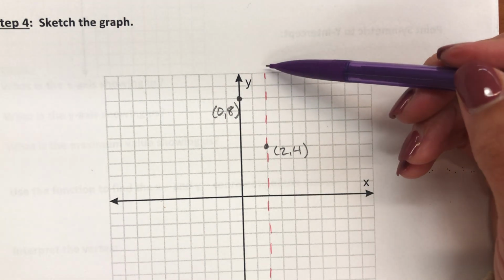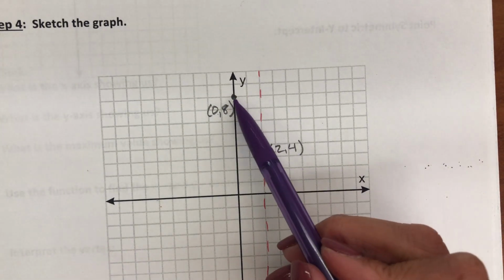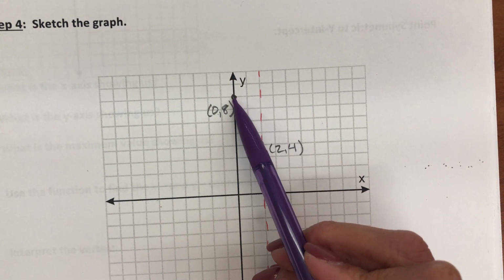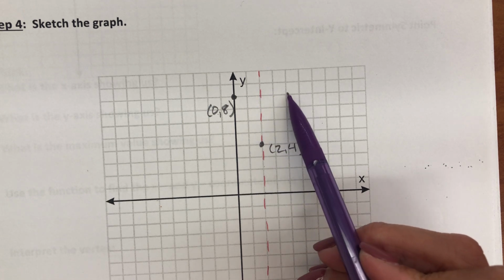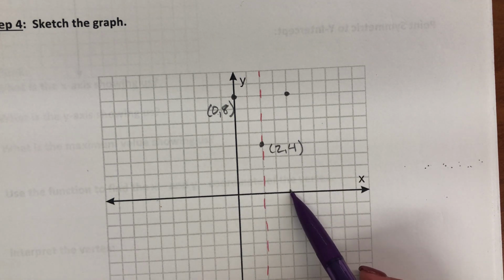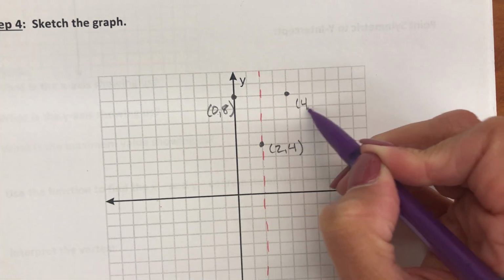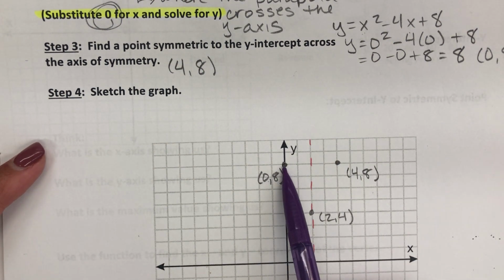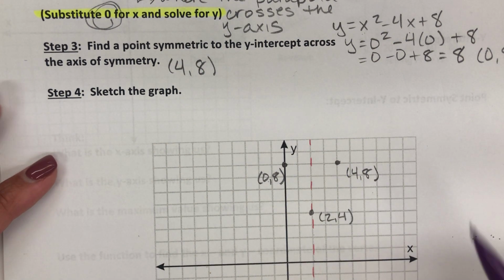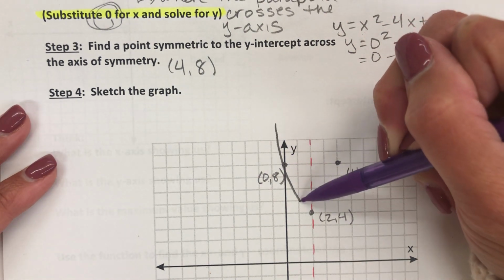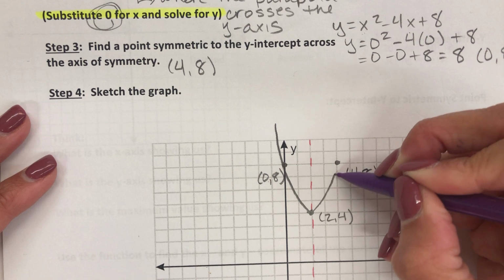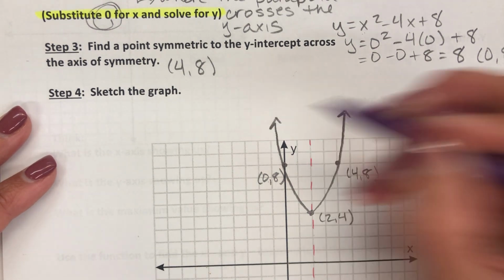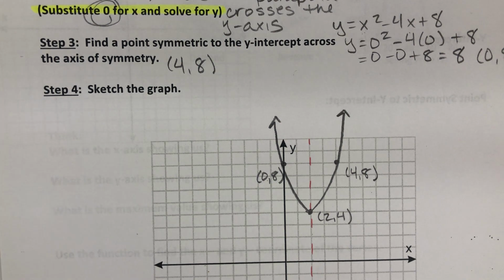Now, because I know my axis of symmetry, I can just reflect this point to the other side. So I go 1, 2, 1, 2. And then that is the point (4, 8). So that was my step 3. I just found the point (4, 8) by reflecting the y-intercept over. And then lastly, to finish it up, I'm just going to draw my parabola. And ta-da! There you have it.